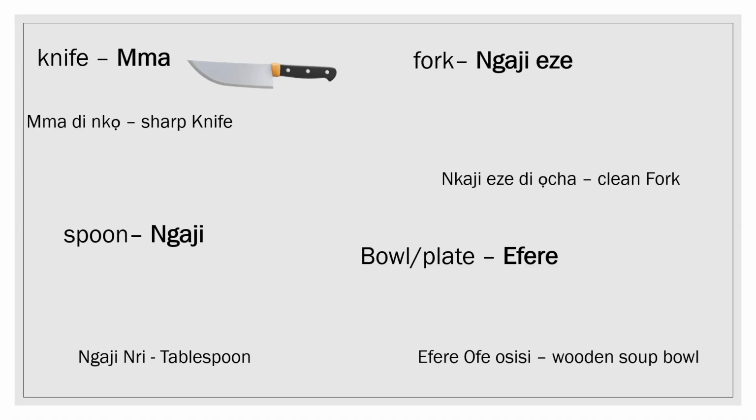So the very first kitchen utensil is mma, which is knife. Okay, it's pronounced mma. Let's see some simple sentences we can make with it. Mma di nko, sharp knife. Okay, nko is sharp. Mma di nko. And the second one is fork.